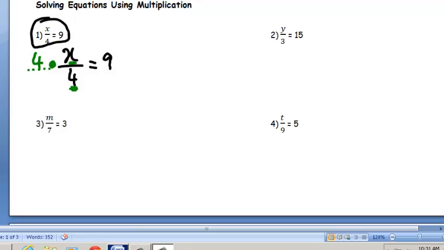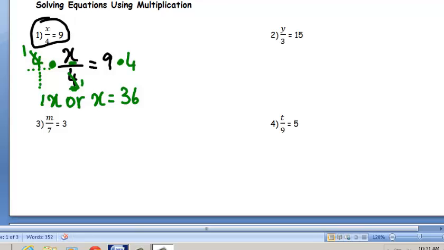I can just go ahead and do 4 over 1 just because it keeps it sort of straight in your head. Multiplied by 4 on the left side, multiplied by 4 on the right side also. Okay, 4 in the numerator and 4 in the denominator cross out and become a 1. So now this became 1x, or just a plain old x. X equals 9 times 4, 36.